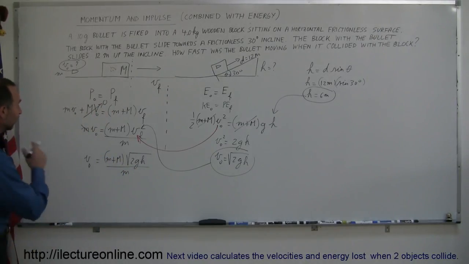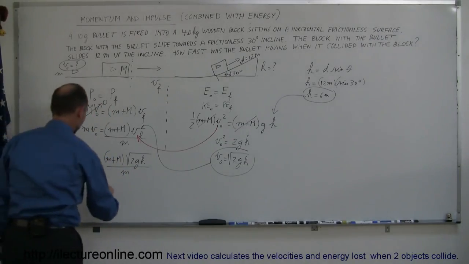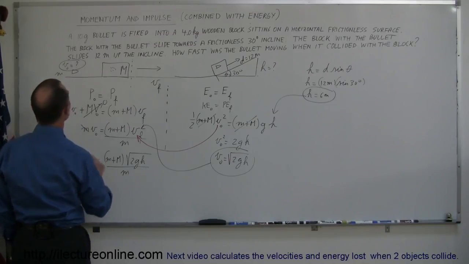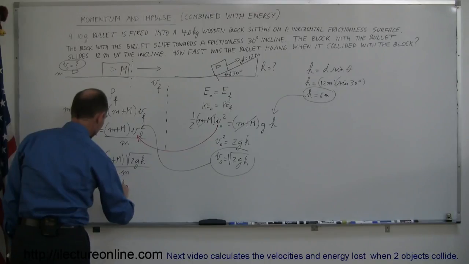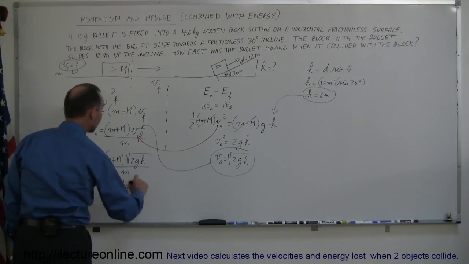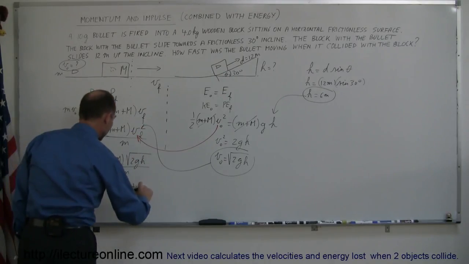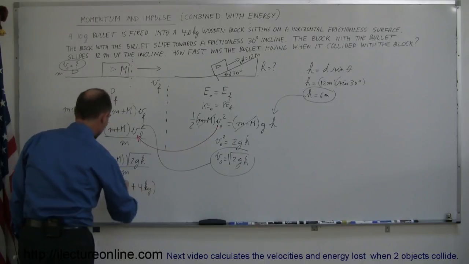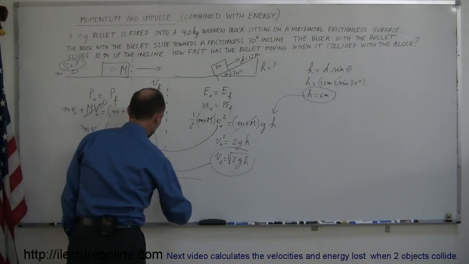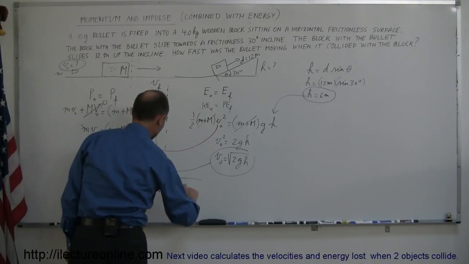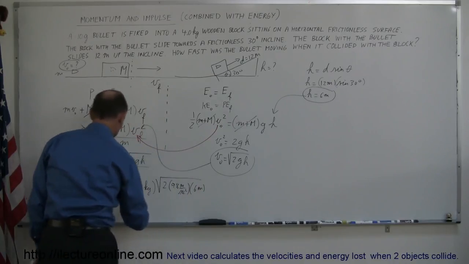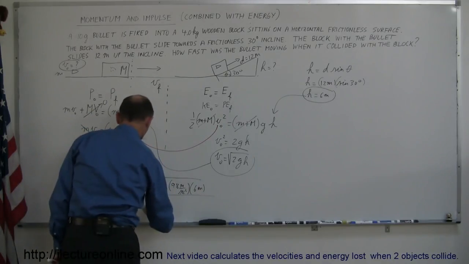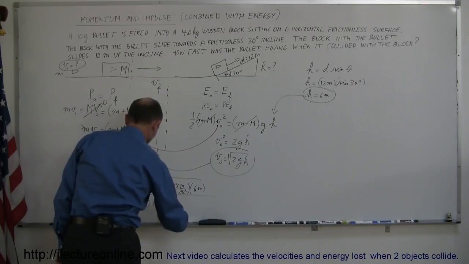And now we can go ahead and solve for the initial velocity of the bullet. So this is equal to the small mass, which is 10 grams, 0.01 kilogram. Remember, there's 1,000 grams in a kilogram, plus the block has 4 kilograms of mass, times the square root of 2 times g, which is 9.8 meters per second squared. H, we discovered, was 6 meters. And now take the whole thing and divide it by the mass of the bullet, 0.01 kilogram.